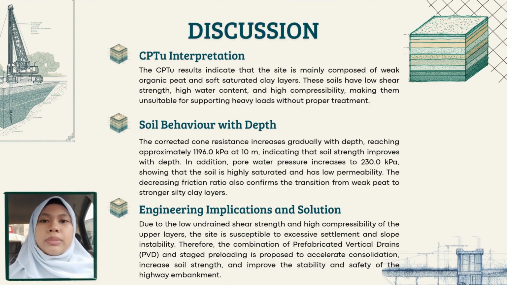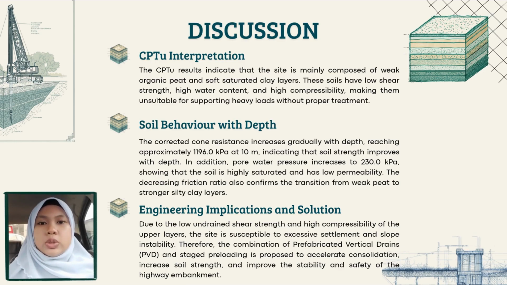Furthermore, the pore water pressure increased continuously with depth and reached about 230 kPa. This indicates that the soil is highly saturated and possesses low permeability. Consequently, excess pore water pressure dissipates slowly, resulting in prolonged consolidation and reduced short-term stability. The decreasing friction ratio with depth also confirms the transition from weak organic peat near the ground surface to stronger clay and silty clay layers. Therefore, without proper ground treatment, the construction of the highway embankment may experience excessive settlement or even slope instability.